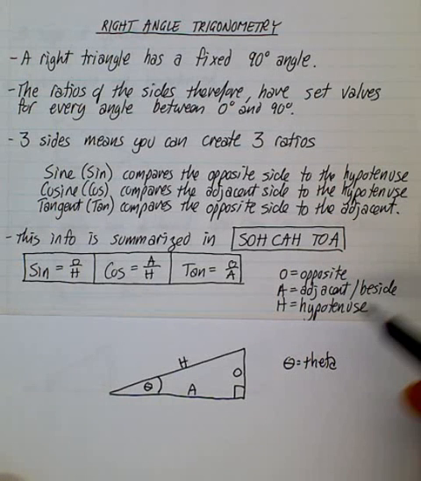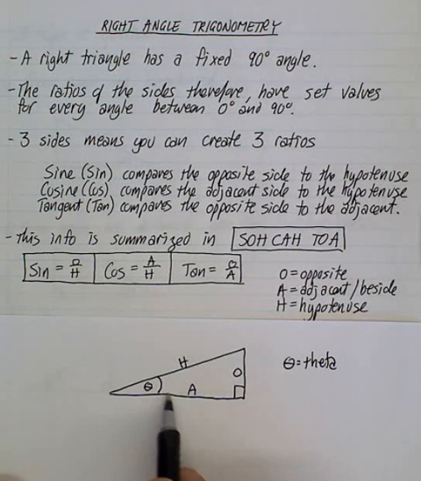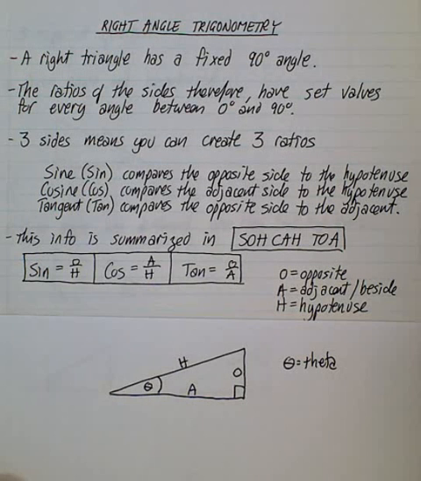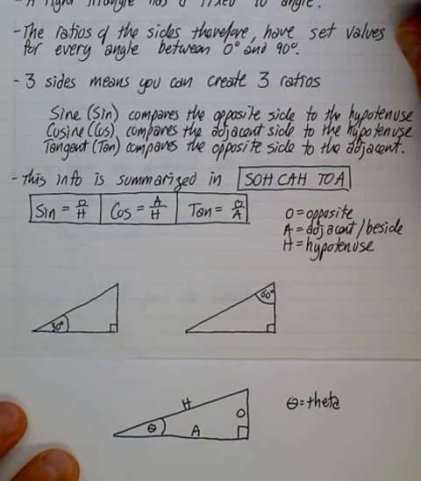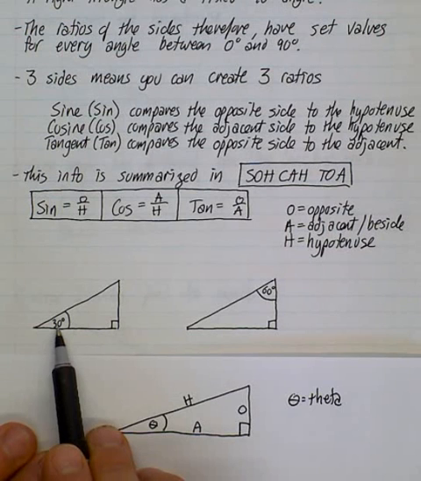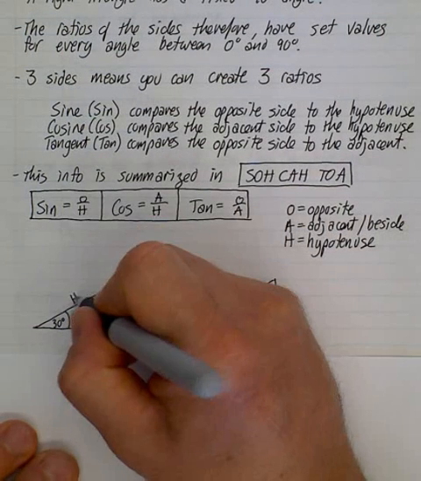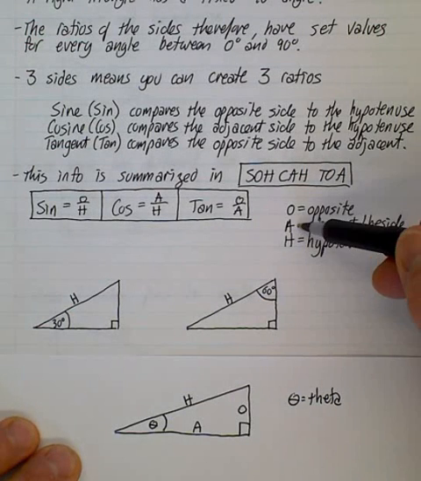These are the three descriptions of the three words. Adjacent simply means beside, right? So this side here is adjacent to that angle. This side is opposite to that angle, and this is always the long side called the hypotenuse. Now, how we name these sides depends really upon which angle we're looking at. So if we're looking at this angle right here, first of all, let's identify the hypotenuse. This has to be the hypotenuse in both cases. What changes is the opposite and the adjacent, right?